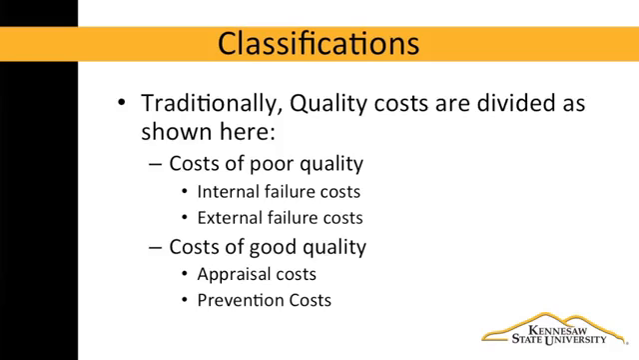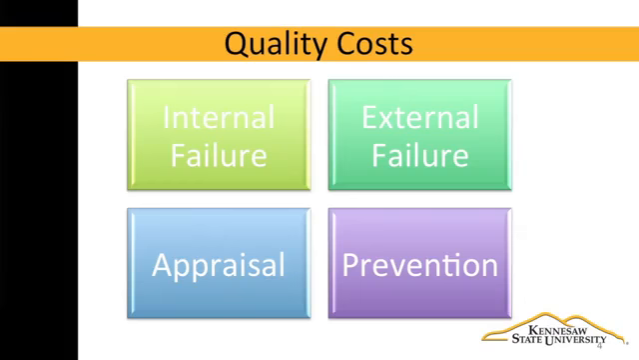There is a traditional and useful grouping for quality costs. The costs of poor quality appear in the cost from failures. The costs of good quality are the costs associated with catching or preventing defects. Let's explore these classifications a little deeper and look at them one at a time.